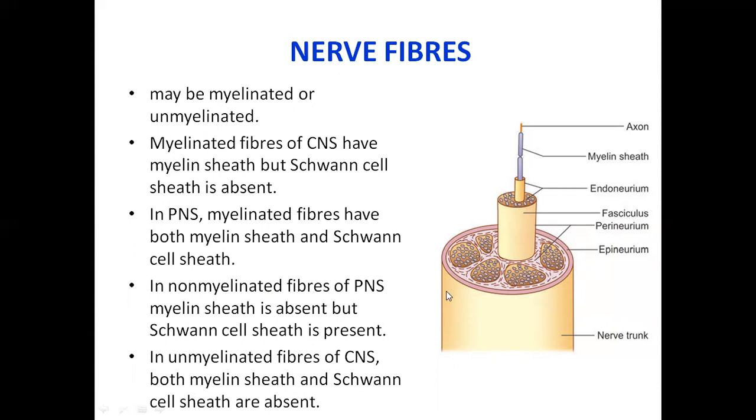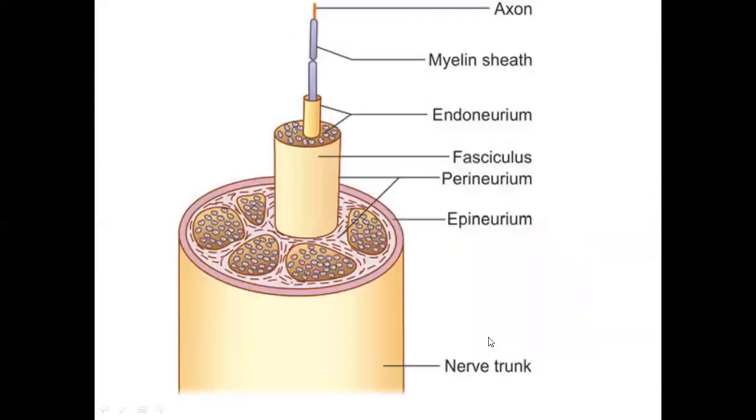Now, like the structure of a muscle fiber, similarly here also, this is the structure of a nerve fiber. In an individual neuron, we have the axon and myelin sheath. Surrounding a particular neuron, we have the endoneurium. Bundles of neurons you call fascicles, around which we have the perineurium. The whole nerve is surrounded by the epineurium. This is the whole nerve trunk. For example, you can take the optic nerve. This is the nerve trunk.